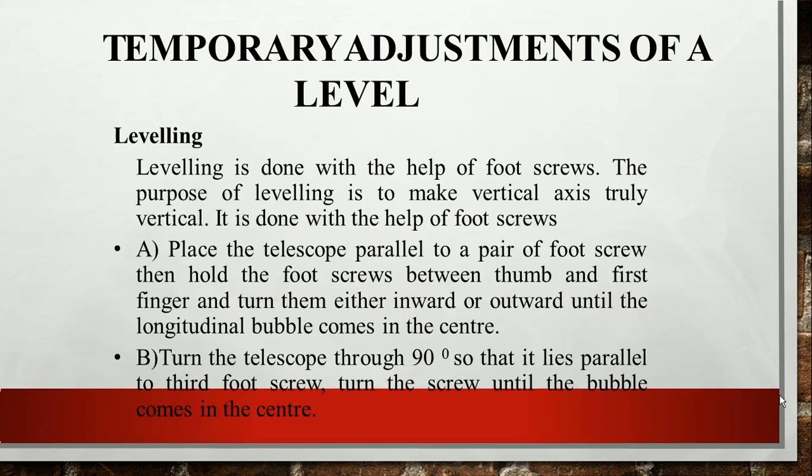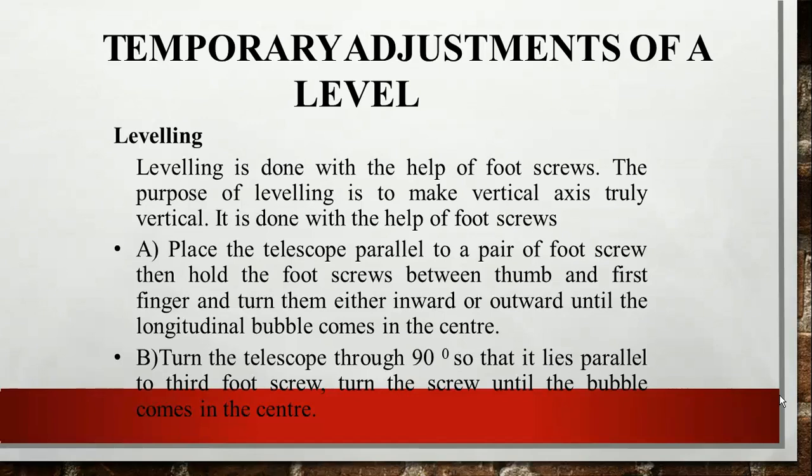Next is leveling, the next operation, that is, the temporary adjustment called the leveling operation, right? Leveling is done with the help of foot screws, provided at the bottom below the circular plate. The purpose of leveling is to make the vertical axis truly vertical, and it is done with the help of foot screws. First of all, you have to place the telescope parallel to a pair of foot screws. Then hold the foot screws between thumb and first finger, and turn them either inward or outward until the longitudinal bubble comes to the center, right?